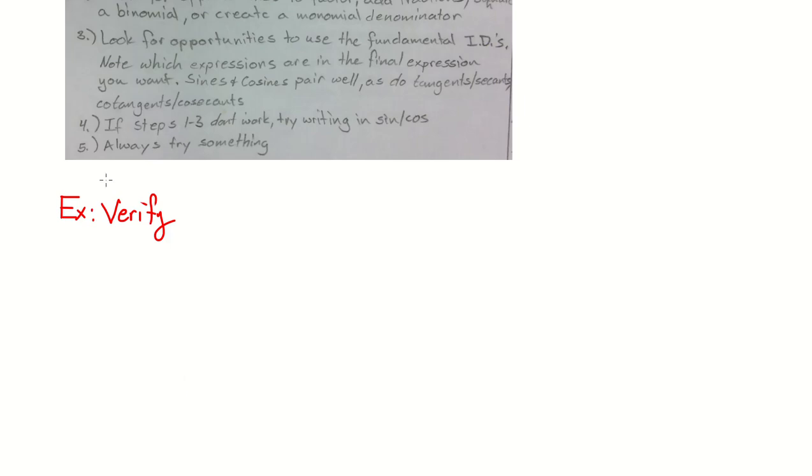Okay, here we go. Our first verification right off the bat. We want to show, and I'm going to say verify and show, I want to verify that secant squared x minus 1 divided by secant squared x equals sine squared x.